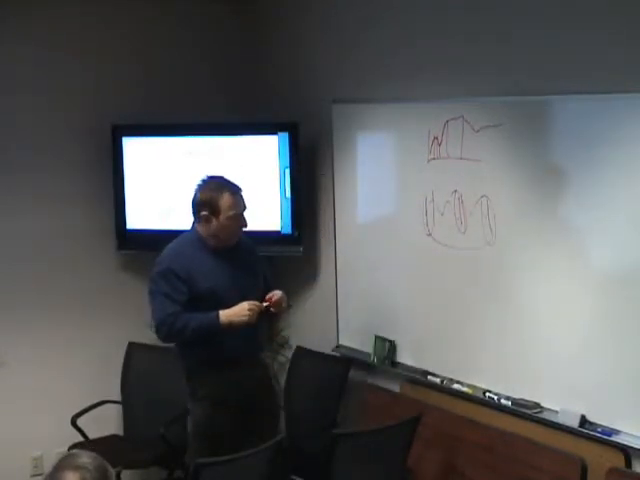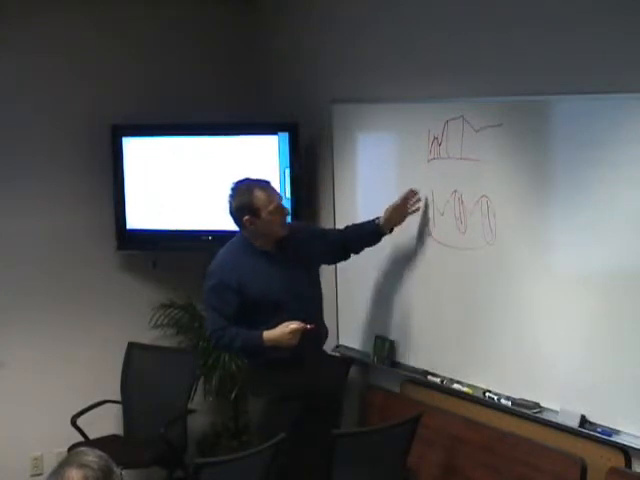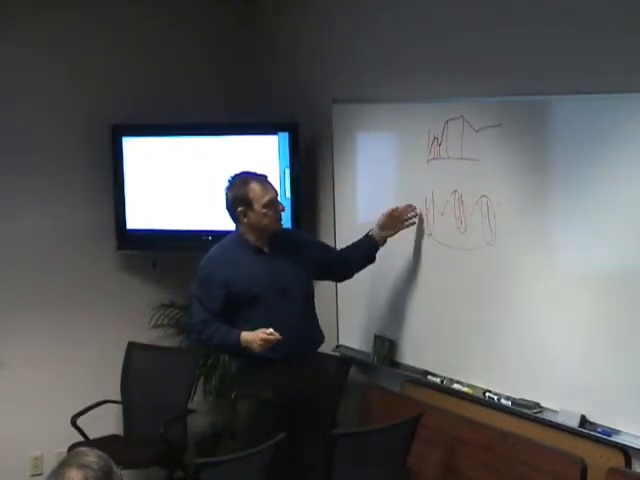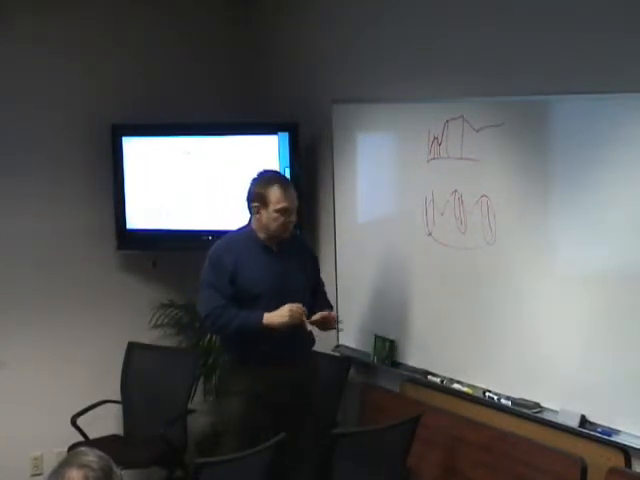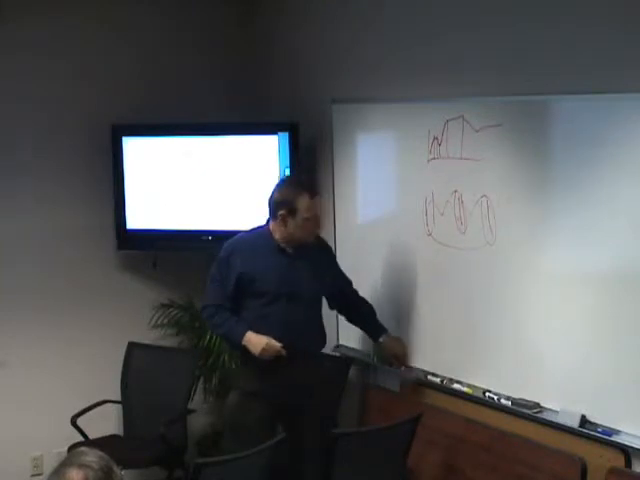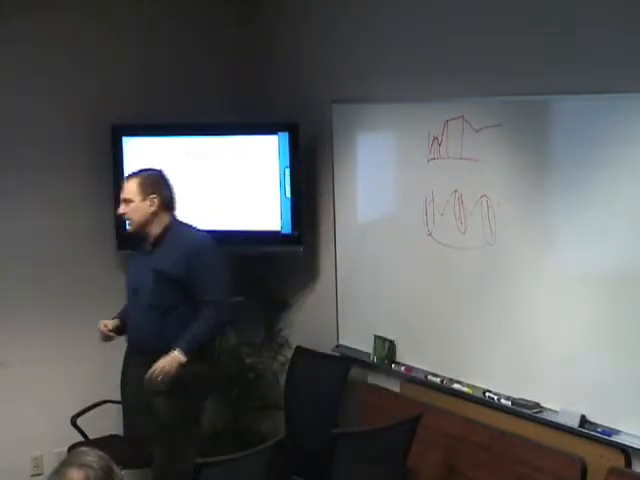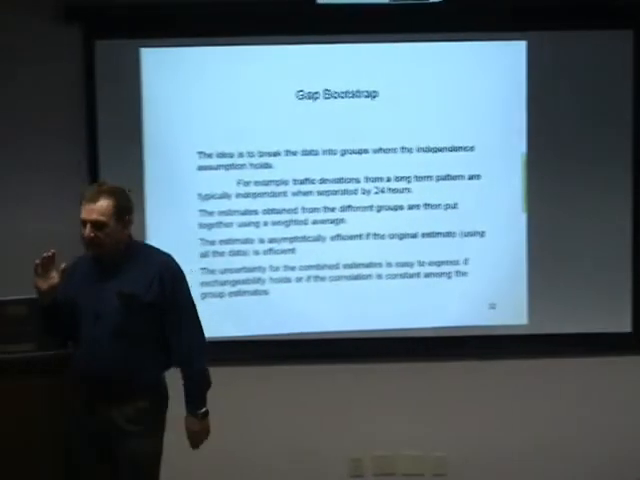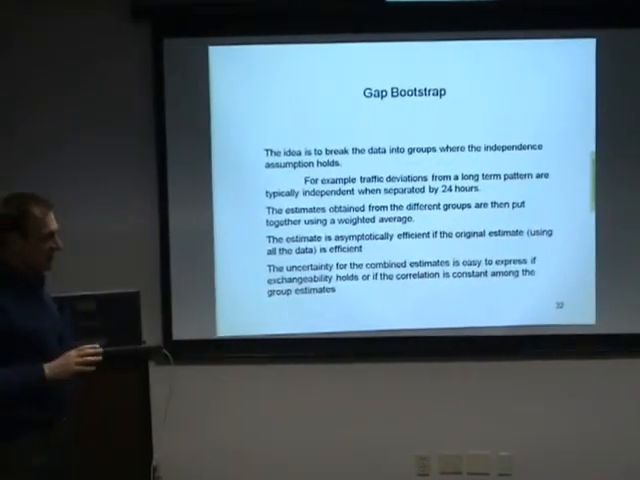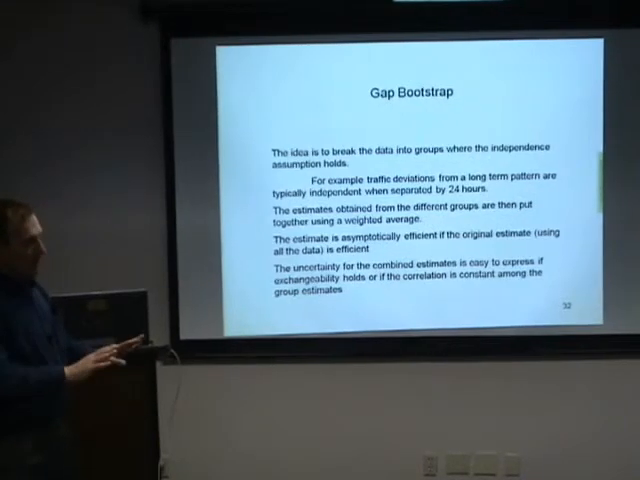Oh, I see what you're saying. I see. Okay, and they don't have to be at the same mean value. They just have to be independent. I want them independent. So what we're going to do is take this data in independent pieces, apply the ordinary bootstrap to the independent pieces. That works.